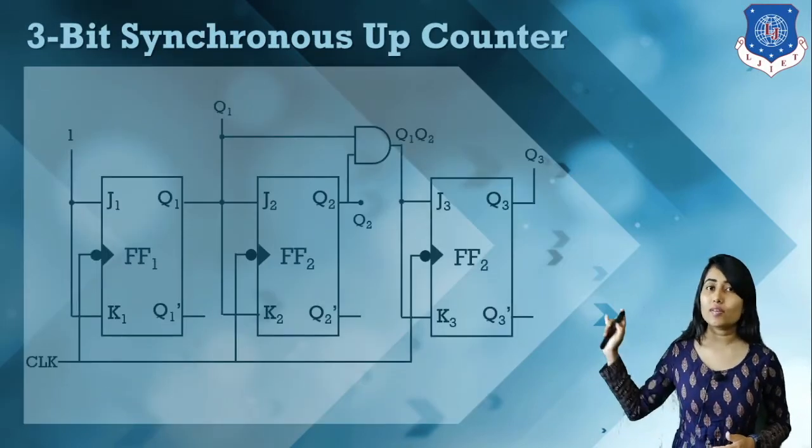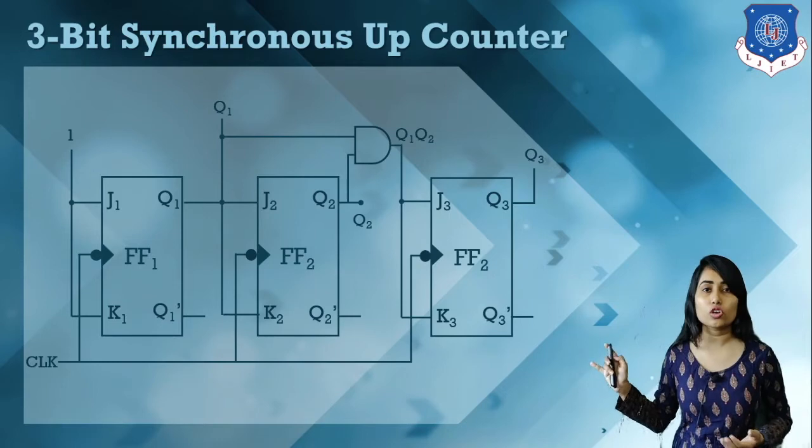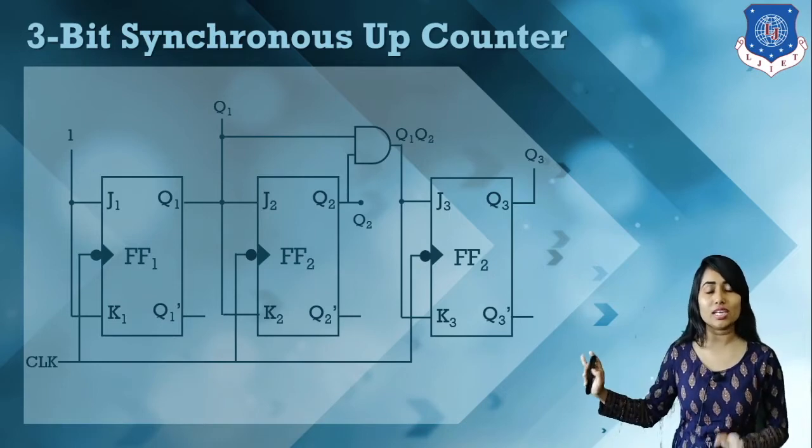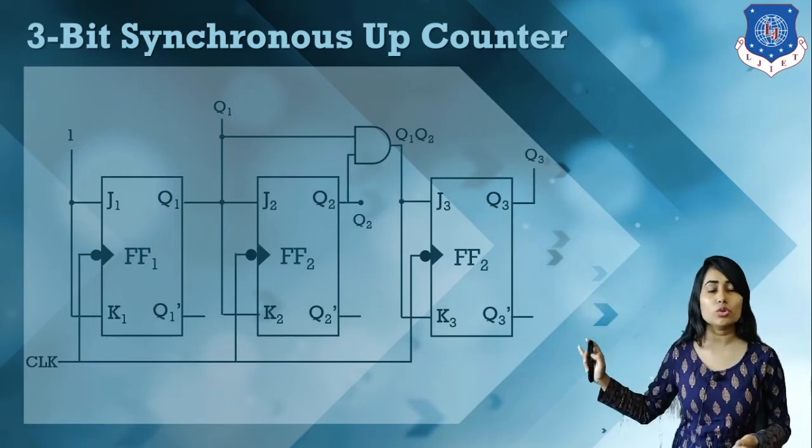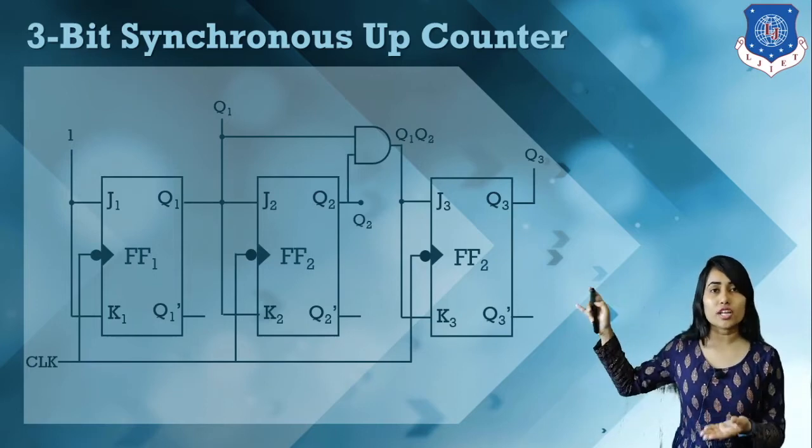So here we have the logical diagram of the 3-bit synchronous up counter. Here we have a 3-bit counter, that's why we have 3 flip-flops. Inputs are J1 K1, and outputs are Q1 and Q1 dash.